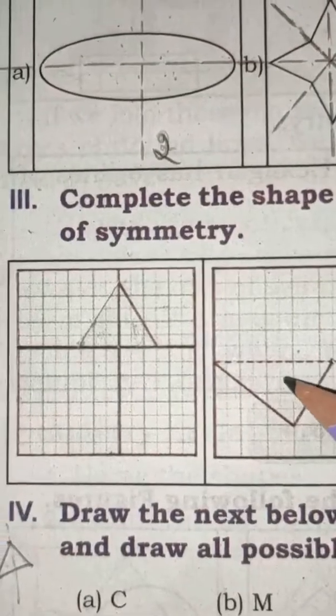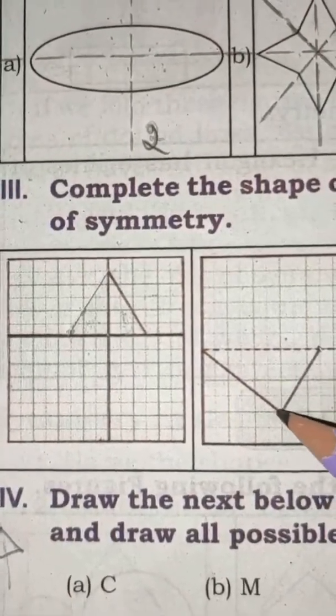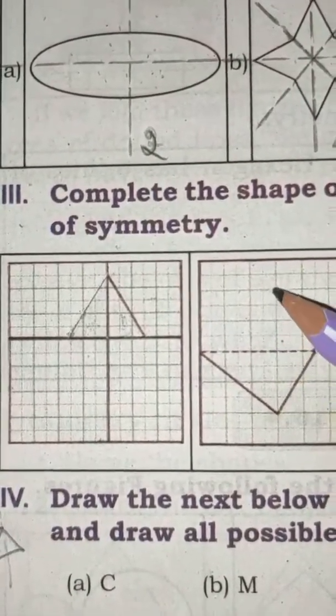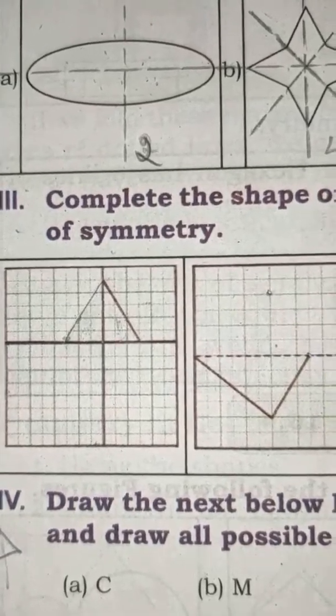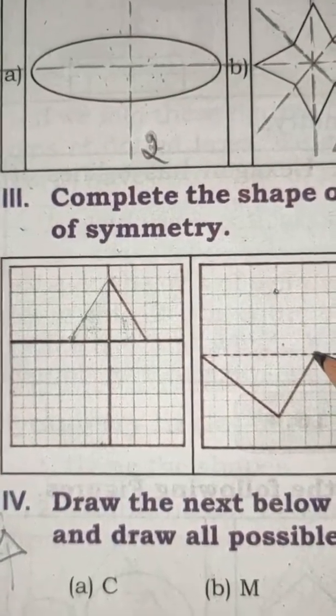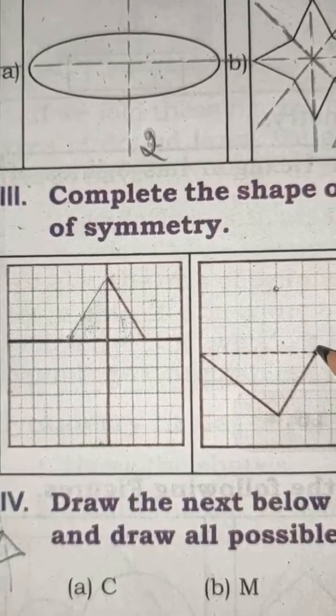Just see one figure, one box and the second box. So one box and second box. Next, we'll put the line from here. It has crossed like this.